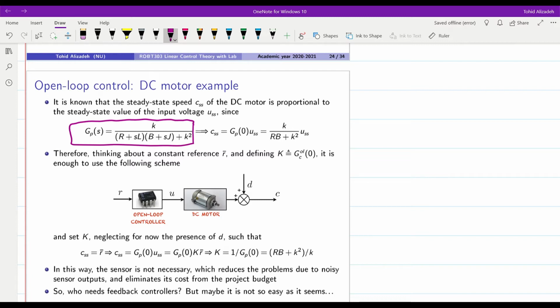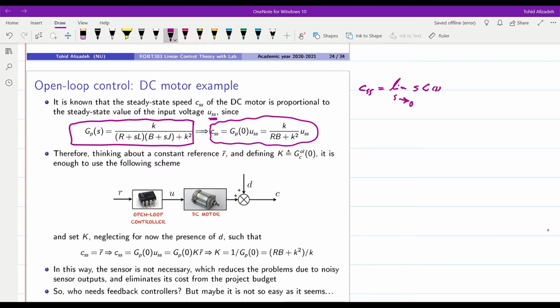If you want to obtain the steady-state value of the output, which is the speed, given the steady-state value of the input voltage, which is considered as USS, you will get this. So CSS will be in the form of GP evaluated at 0 times USS. I hope this is clear for you, but just to give you an idea, when you want to obtain CSS, the steady-state value of the output, it's indeed equal to the limit of S times C of S as S goes towards 0. You should know this already.